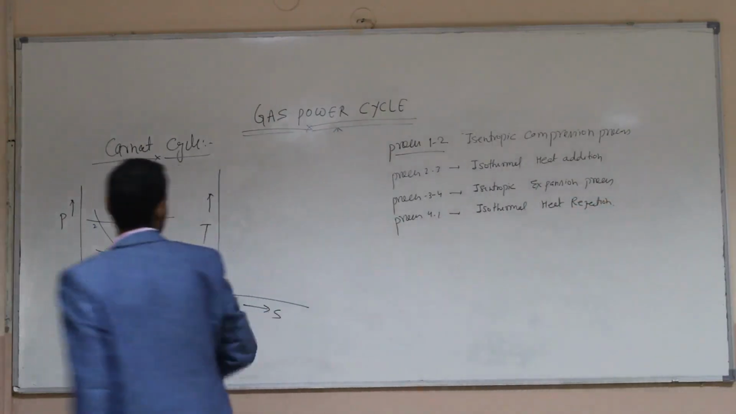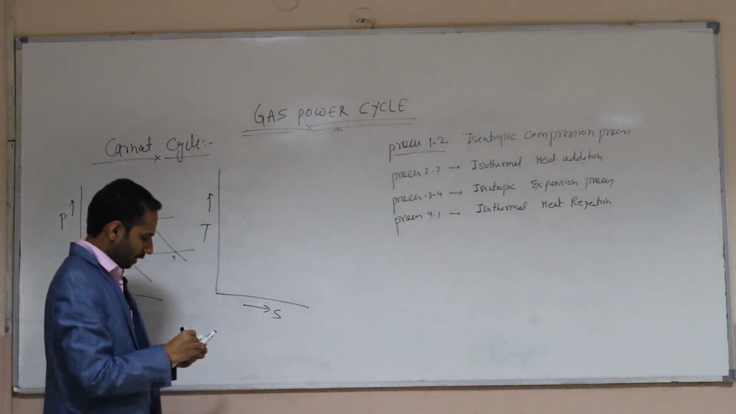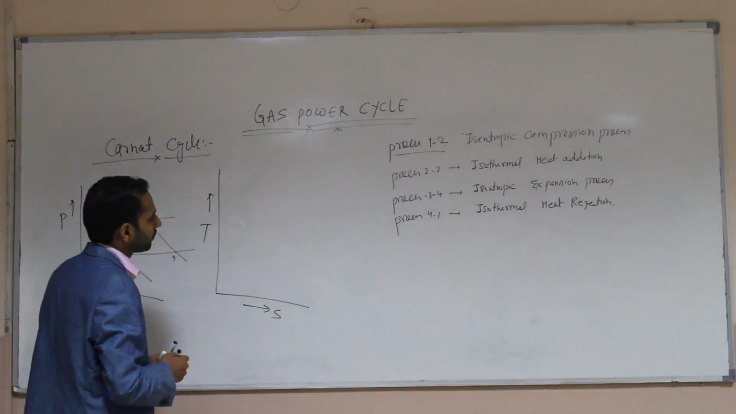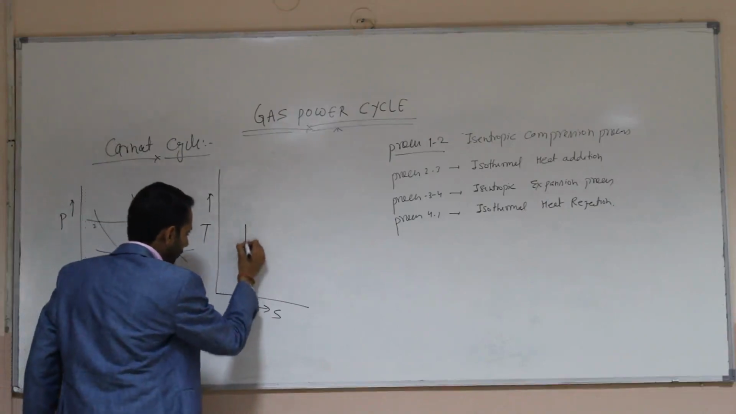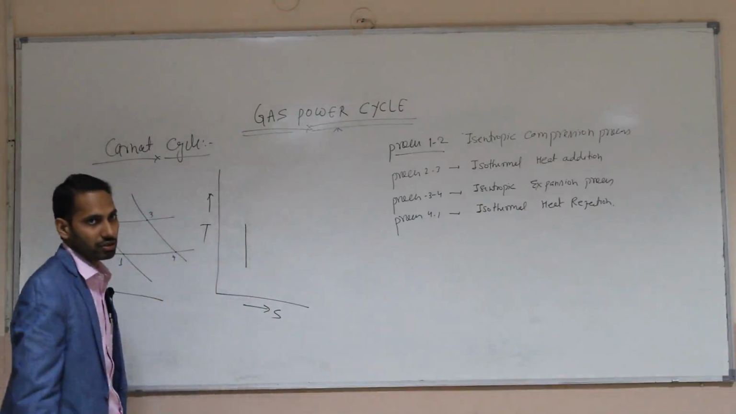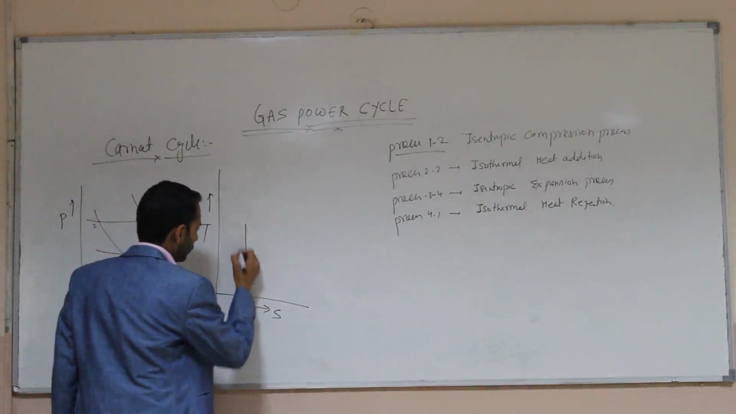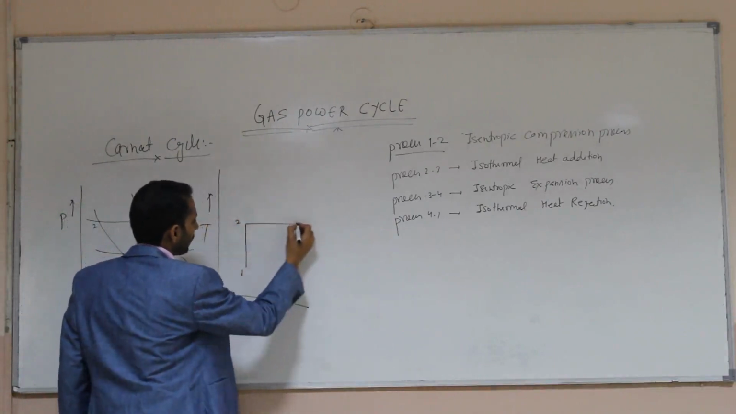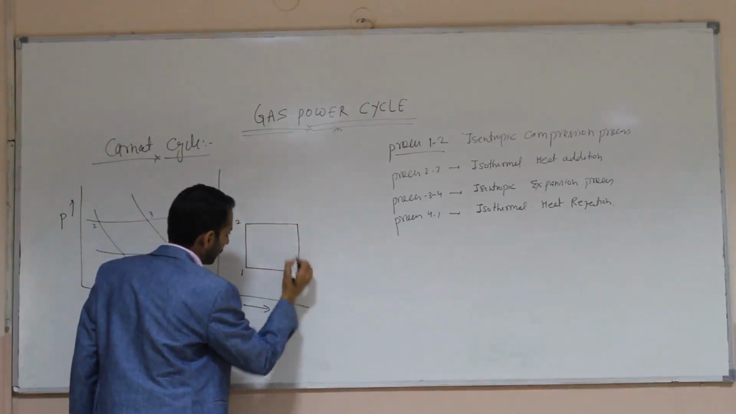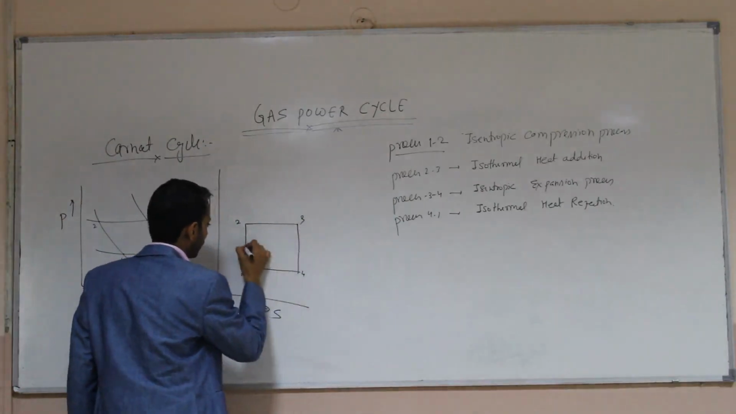So 1 to 2 is an isentropic compression. Isentropic means entropy is constant. So this is 1 to 2. Then isothermal 2 to 3. Then 3 to 4.